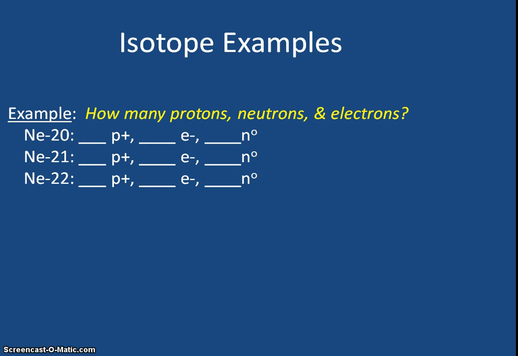For the next one, it's still neon, so you still have 10 protons. It's still neutral, so you still have 10 electrons. But in this case, you have 11 neutrons, 21 minus 10. Same thing for the last one, 10 protons and 10 electrons. The only difference here is that you have 12 neutrons. So notice that for isotopes, the only difference is the number of neutrons.